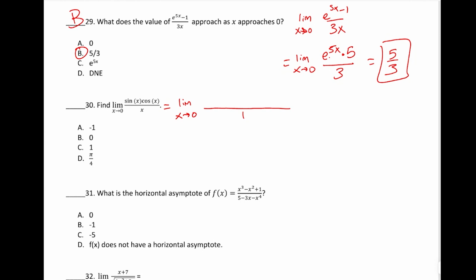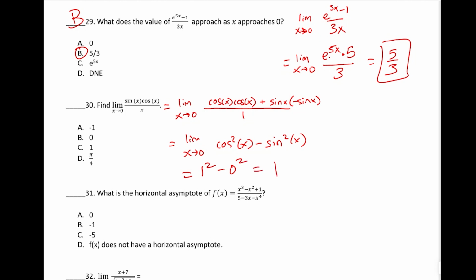We are going to have to use product rule for the numerator. The derivative of sine is cosine, so I get cosine times cosine. And then I have plus sine times the derivative of cosine, which is negative sine x. So just to combine these a little bit, I'm going to get cosine squared x minus sine squared x. Now I can go ahead and plug in the 0. Cosine of 0 is 1, so I have 1 squared minus sine of 0 is 0, so that's 0 squared. So this is just going to be 1. Our answer is C.